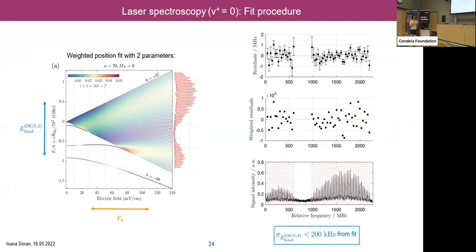And this is a weighted position fit with two parameters. And what we fit is the calculation of the Stark map. So this you can see again for the state n equals 70. And here the heat map represents the square of the F character. So this should then give the intensity of the lines in the spectrum. And so on the right-hand side, the red spectrum is the experimental one. And we can already see that there is qualitative agreement.